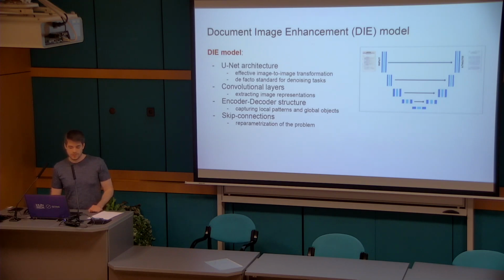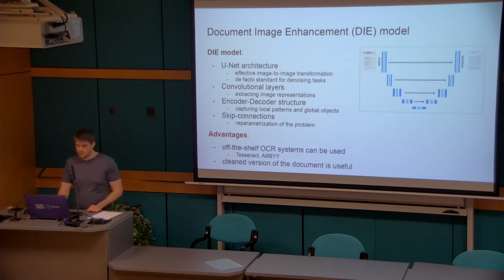It builds on convolutional operations, which are great at extracting image representations. It has an encoder and decoder structure, which are great at localizing local and global patterns or objects, and builds on skip connections, which give a very handy reparameterization of the problem.